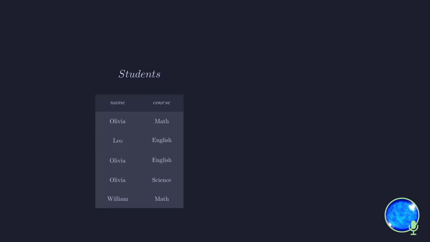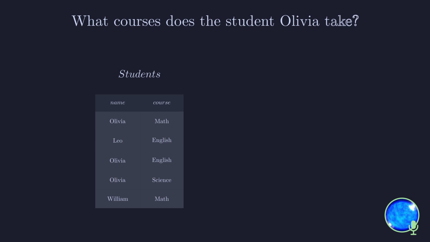Let's look at 3 examples of how combining relational algebra operators can construct complex queries. For our first example, consider a relation called students where student names are each associated with one course they take. Someone might wonder what courses Olivia takes in this context. Obviously, we can tell she takes math, English, and science by looking at the table. But what if we want to query this data using relational algebra?